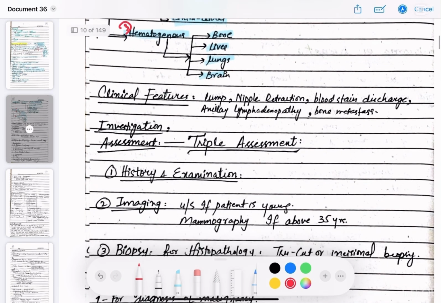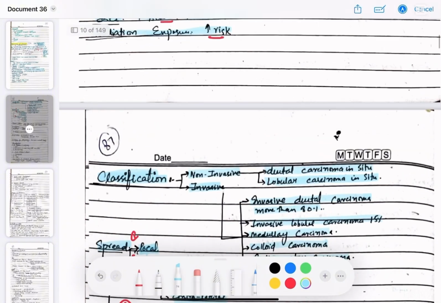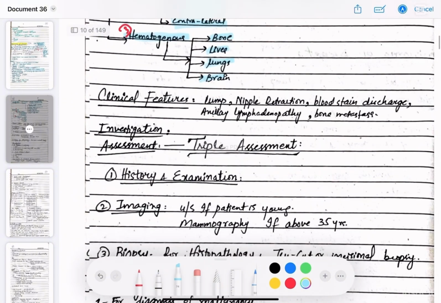Now the clinical features of the breast carcinoma. So lump is present, nipple retraction is present, blood stained discharge may be present, axillary lymphadenopathy is present, and bone metastasis is present. Okay, bone metastasis is one of the common metastases in case of the breast carcinoma. So lump, lymphadenopathy, metastasis, axillary lymphadenopathy, blood stained discharge, and nipple retraction.